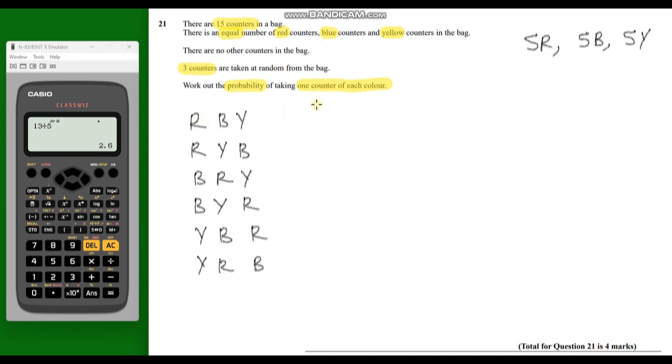Well, there's 5 red and there's 15 in total. So it'd be 5 out of 15. Then let's say we pull out a blue counter. And remember, when we're calculating probabilities, we are multiplying.